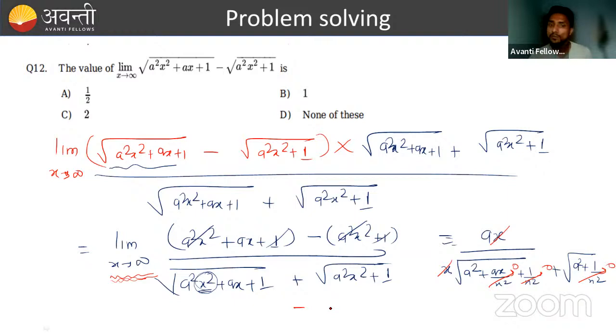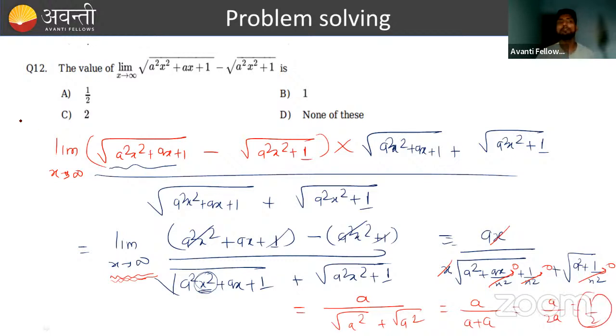So what you will be left with is a divided by a square plus root a square. So it will be a divided by a plus a. So it is a by 2a. So this is 1 by 2 only. So what is your answer? Your answer will be 1 by 2 only.